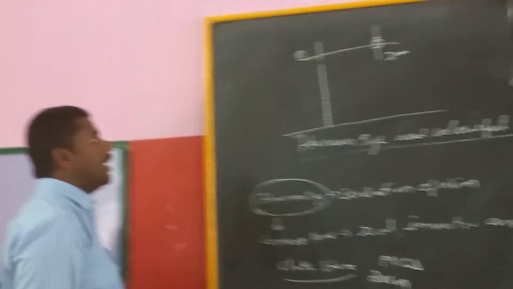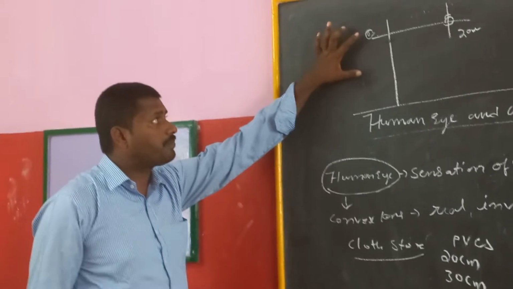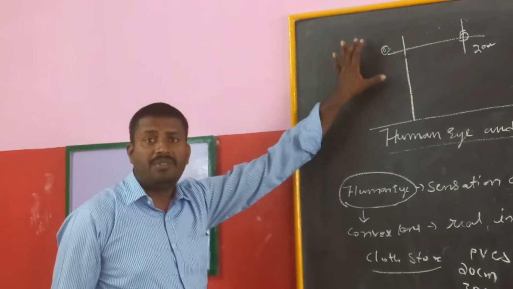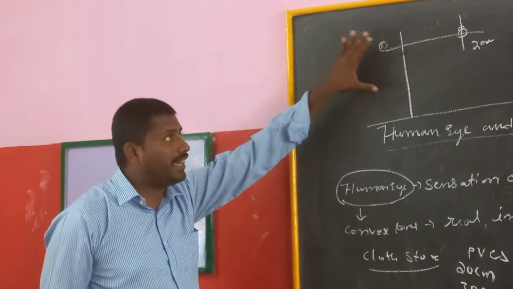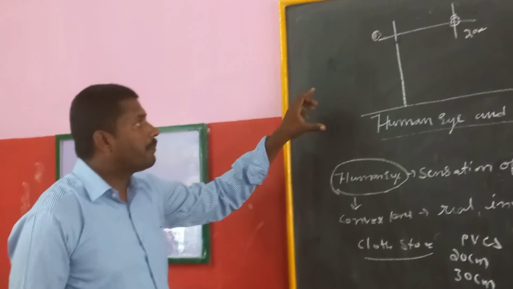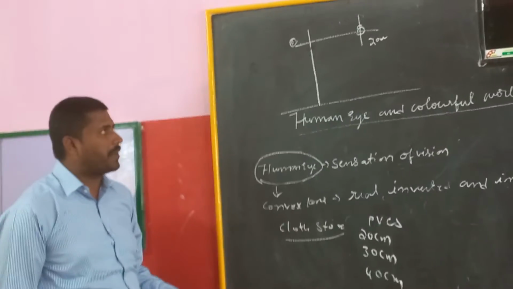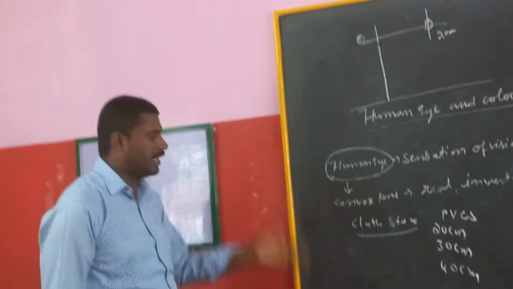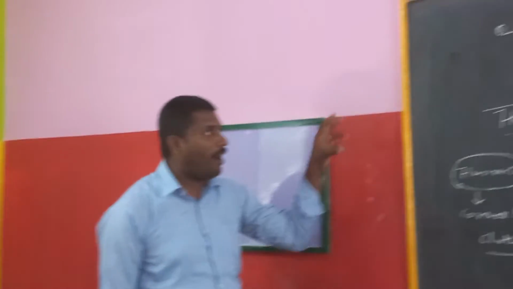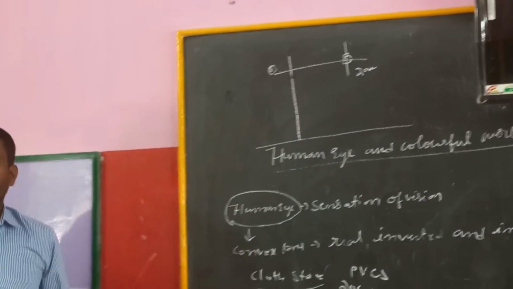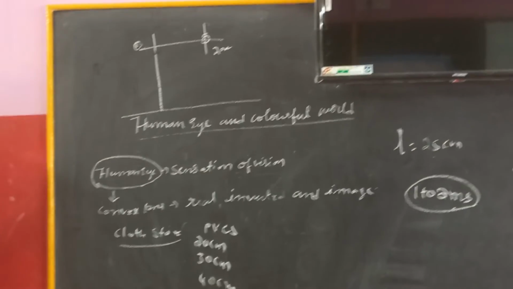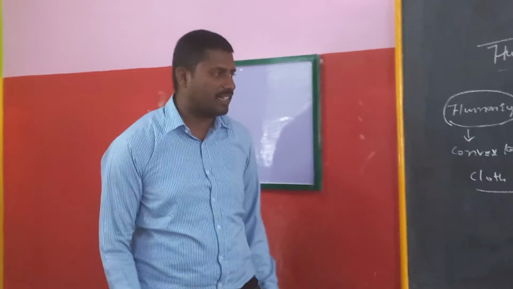And try to view from this side. You have to view the entire object very clearly. The angle at which you can see the entire object very clearly is called the angle of vision. Try to repeat this experiment with the 30 centimeter stick and the 40 centimeter stick. The main theme here is the point at which you are able to see the entire object very clearly.